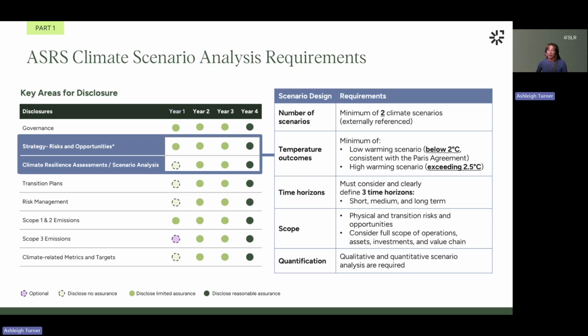From year one, ASRS does require both where possible, but where it isn't possible because of things like undue cost or effort or genuine capability constraints, then the expectation is that you clearly demonstrate why it's not possible in the first instance and demonstrate how you're going to build towards that over time. So there's guidance on this, but ultimately it is required.